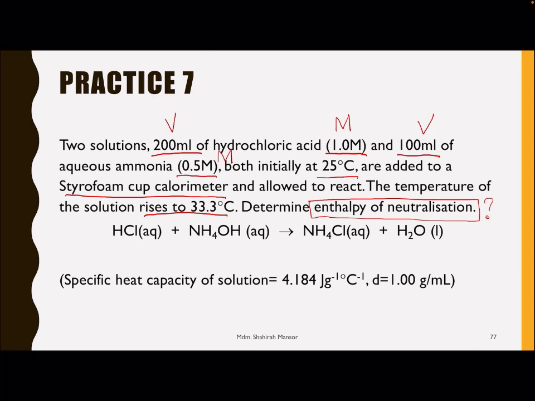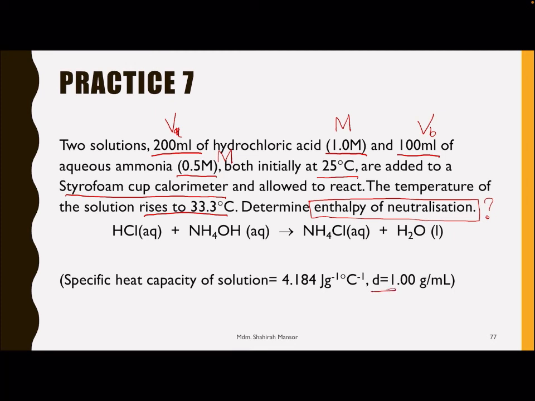So the first step is finding the heat absorbed by the surrounding. Q surrounding equals m solution times c of solution times delta T, or m water times c of water times delta T. So how can we get the mass of the solution? Previously in this question, we already have 200 ml of hydrochloric acid and 100 ml of aqueous ammonia. Mixing these two, we will get the solution.